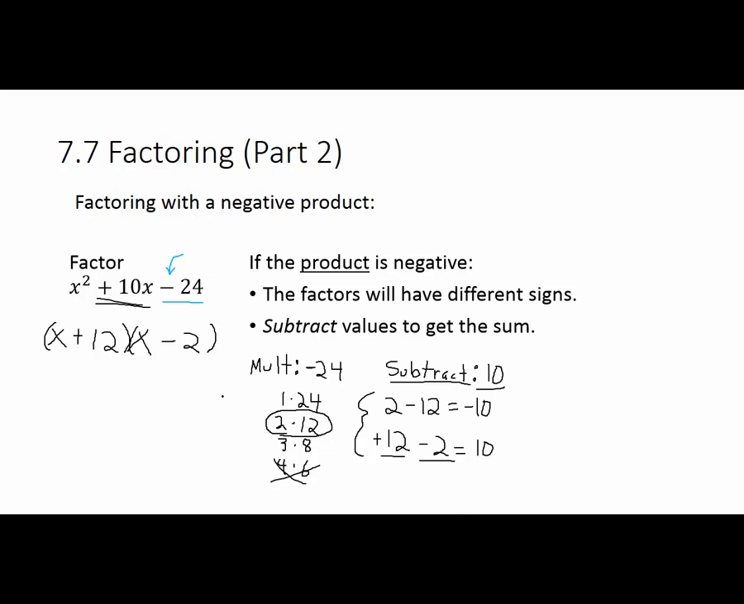and you're going to have two different signs in your factors. One will be positive, one will be negative. These signs here do not have to mirror the signs up here at all. It's not positive and negative because the first two were. I could have had, again, x minus 2 first and x plus 12.